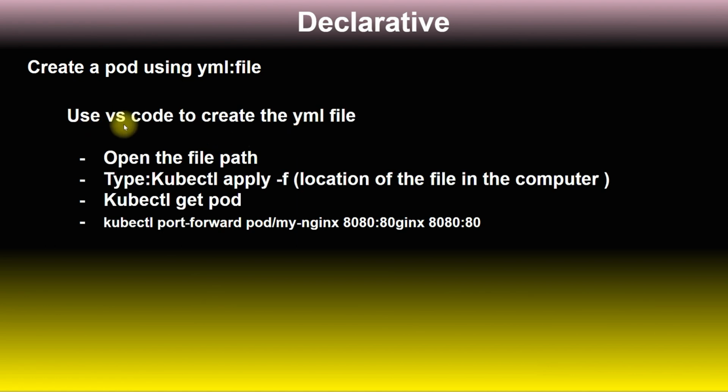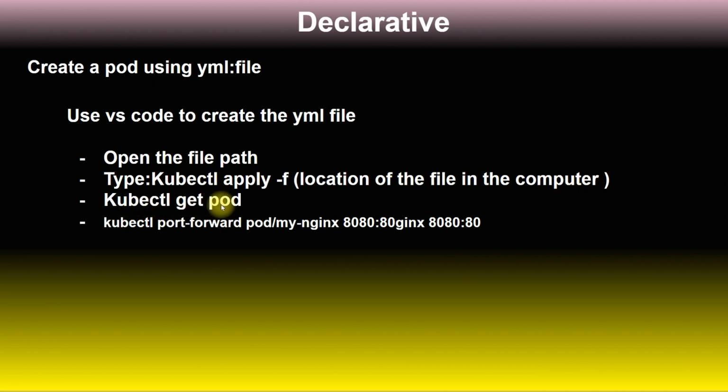So when using the declarative approach, we're going to create a pod using a YAML file. The first one, we actually used a command, but this one you need to create using a YAML file. We also need to write some YAML in it, and then save it. Then we're going to use PowerShell to access this file and run it. We're going to use VS Code to create the YAML file. Then after that, we're going to open the file and use kubectl apply -f, then the location of the file in your computer.